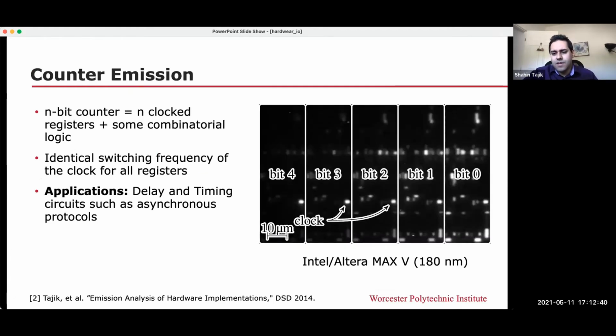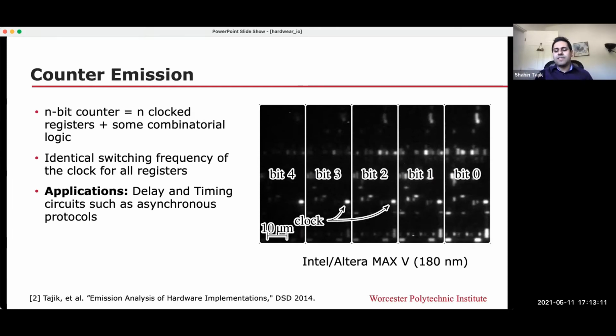Another example, this is a counter, bit 0 to bit 4 of a counter, which counts up at each clock cycle. You can see that, because the first bit of the counter is changing its state at each count, you get the most emission from that. And when you go to higher bits, to the MSBs, you see that the emission becomes less and less because the switching activity is actually becoming less. Still, you can recognize the clock buffer in all of these logic elements.